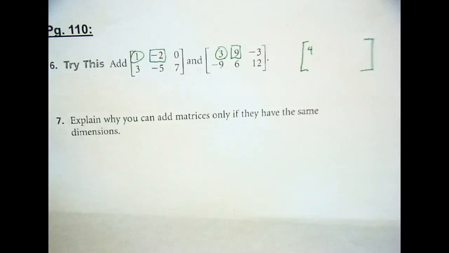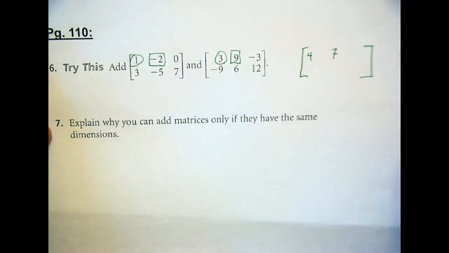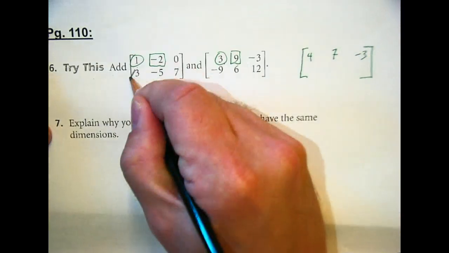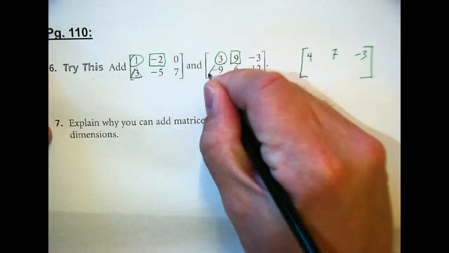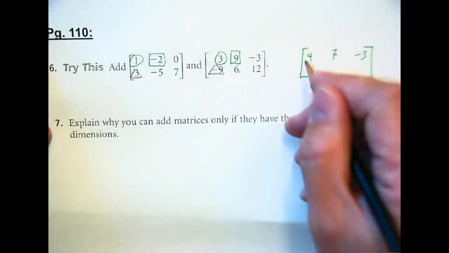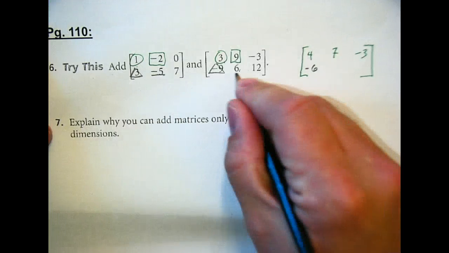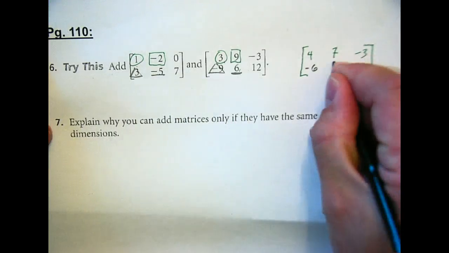Negative 2 plus 9 gives us 7. And then we'd have 0 and negative 3 is negative 3. And then we could add 3 and negative 9. I use different shapes here to help us follow. But 3 and negative 9 give us negative 6. Okay, you have negative 5 and 6 is 1.